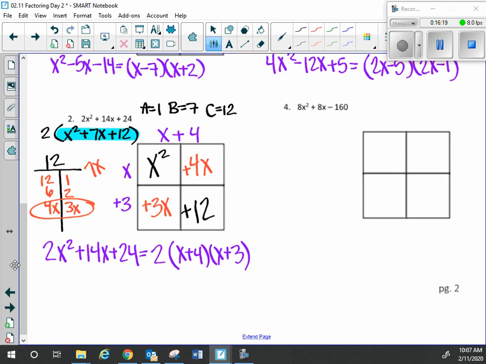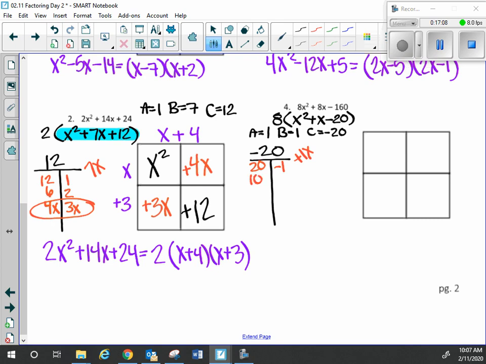Okay, last one we're going to do together. Can I factor out a GCF? Yeah. What? 8. Good. What's left? X squared plus x minus 20. Okay, so what's A? 1, B, 1. C. Negative 20. Good. What's A times C? Negative 20. So I need factors of negative 20 that have a sum of what? 1. So negative 20 and 1, would that work? No. 10 and negative 2, 5 and negative 4. Yes.